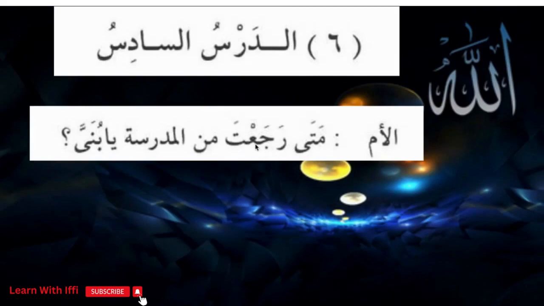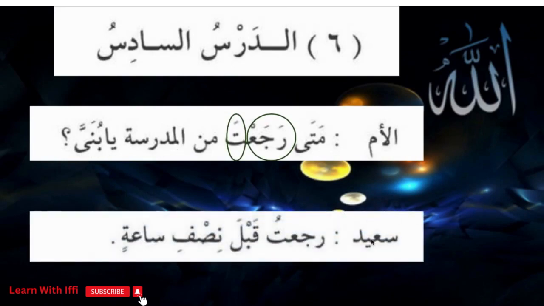This is the past tense. Raja is the fi'l and ta is the fa'il. Then min al madrasati, from madrasa, ya bunayya. Bunayya is a special type of noun. Its original word is ibnun, essentially O son. But bunayya is a very beautiful way of calling. We're going to see how it is constructed later on, inshallah. To translate, it means oh my dear son, oh my loving son. Ya is harfun nida and bunayya is a munada. So the mom is asking, when did you return from madrasa, oh my dear son?